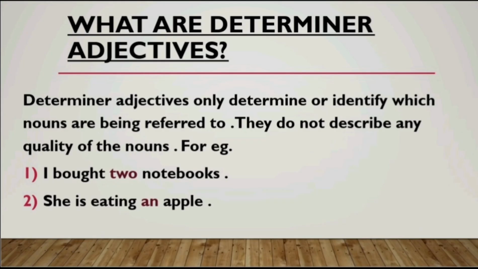What are determiner adjectives? Determiner adjectives only determine or identify which nouns are being referred to. They do not describe any quality of the nouns. We know that adjectives describe a noun or a pronoun, right? So here in determiner adjectives, we are just determining or identifying. We are not recognizing or describing any quality of a noun. We are just identifying or determining that particular noun that we are referring to.